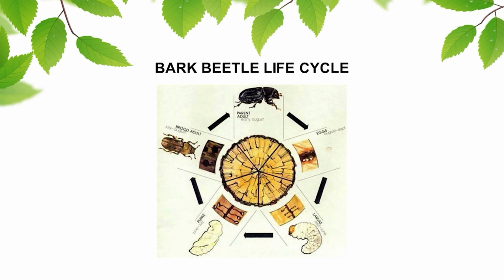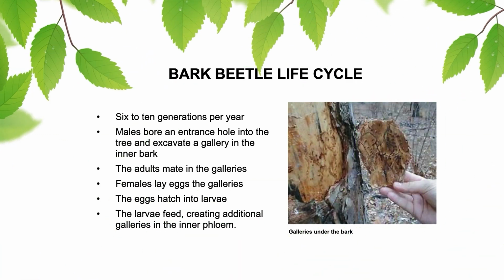Bark beetle life cycle. Bark beetles have 4 life stages: eggs, larvae, pupae, and adults. Bark beetles in the southeast usually produce from 6 to 10 generations per year. The male beetles bore an entrance hole into the tree and excavate a gallery in the inner bark. The adult beetles mate in the galleries. Females lay eggs in the gallery that hatch into larvae. As the larvae feed, they create additional galleries in the inner phloem of the host tree.